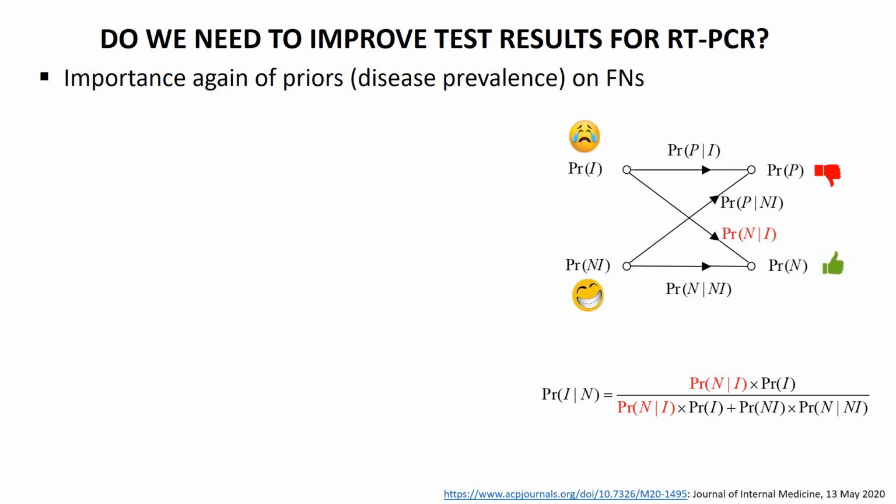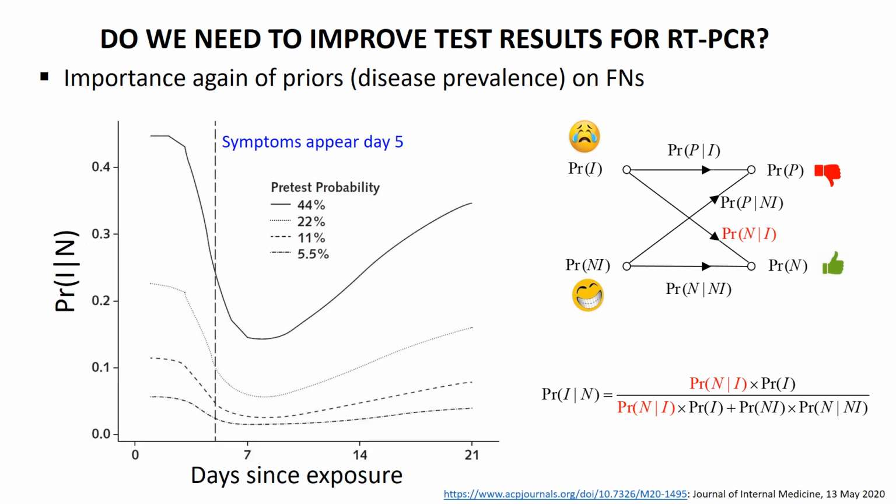So let's look at the importance again of priors on false negatives. From that same paper, what they did here was they looked at the probability that you would be infected given that you tested negative, that's the false negative, and they looked at how that changed in the days since exposure, but parameterized this on the pretest probability. So we know that the priors are very important. And we can see here that when the priors are very high, then the probability of a false negative is large. And when the prior is low, the probability of a false negative goes down.